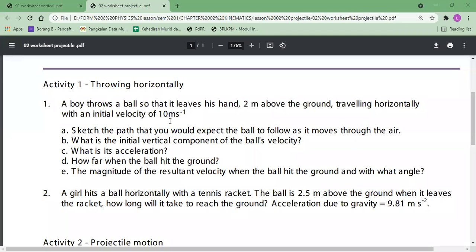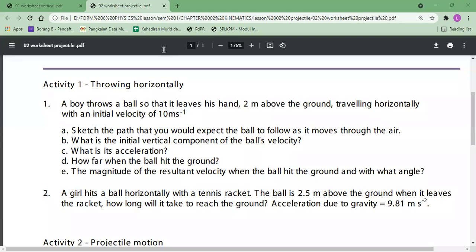Next, question number 2. What is the initial vertical component of the ball velocity? And C, what is its acceleration going downwards? D, how far when the ball hits the ground? And E, the magnitude of the resultant velocity when the ball hits the ground, and with what angle?